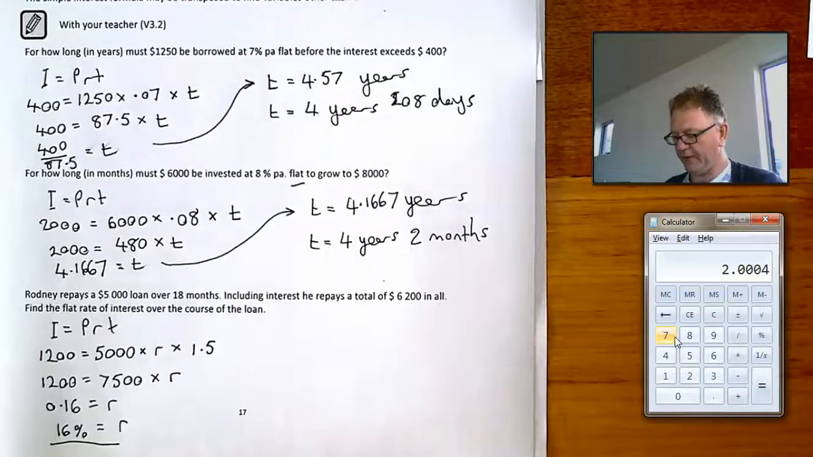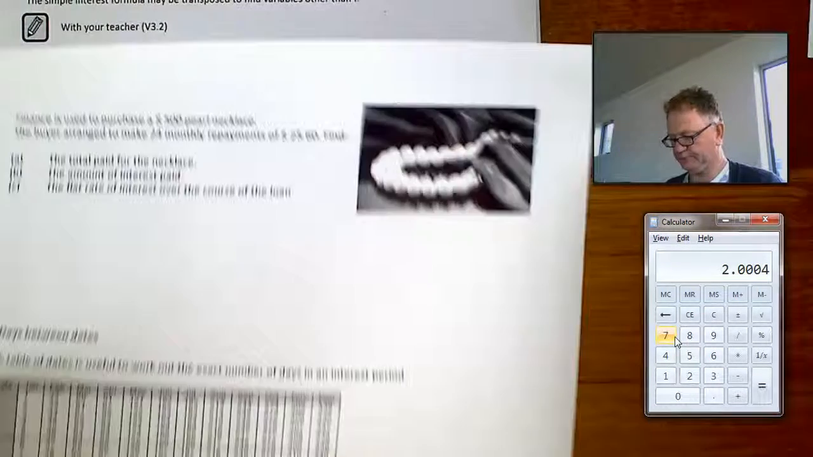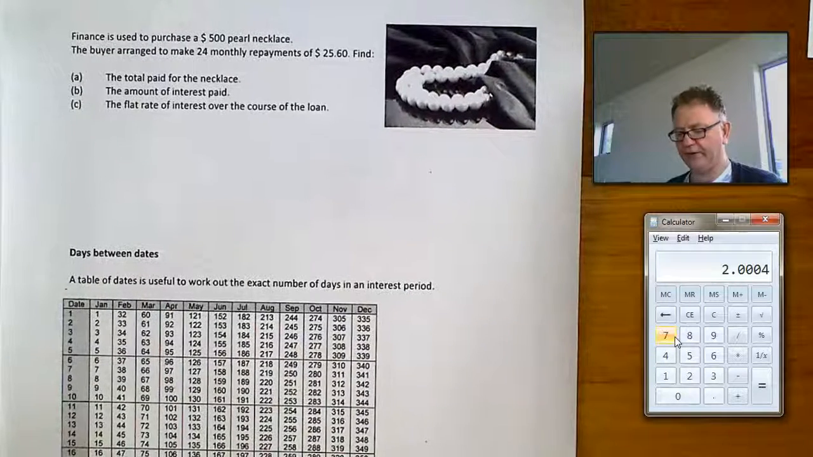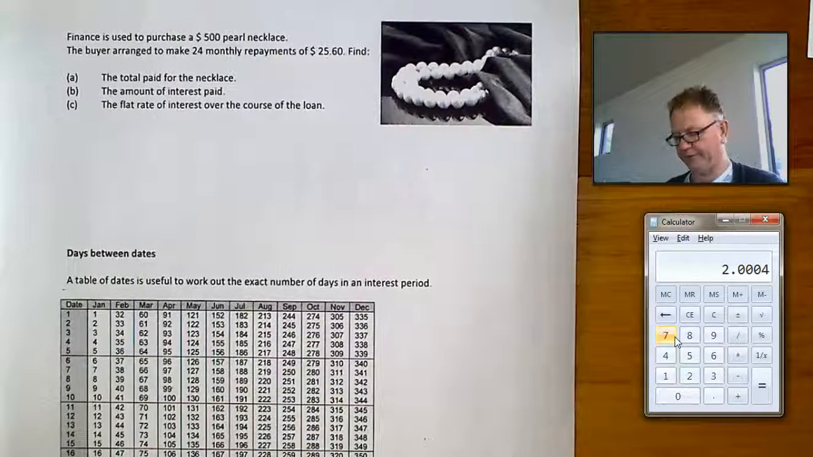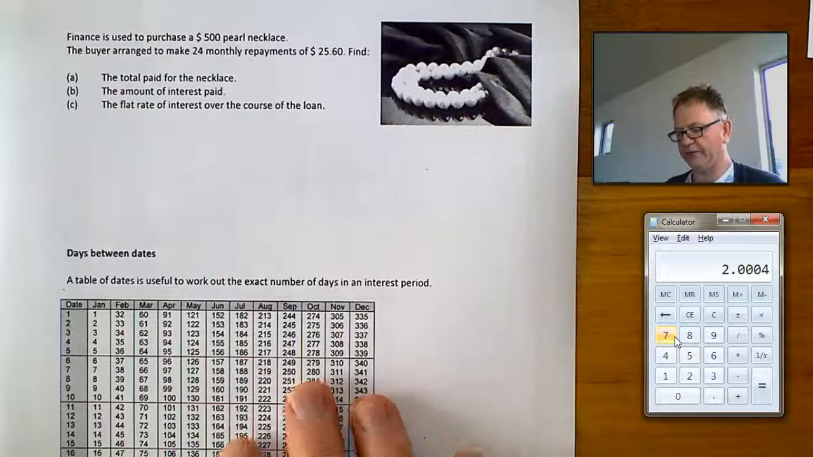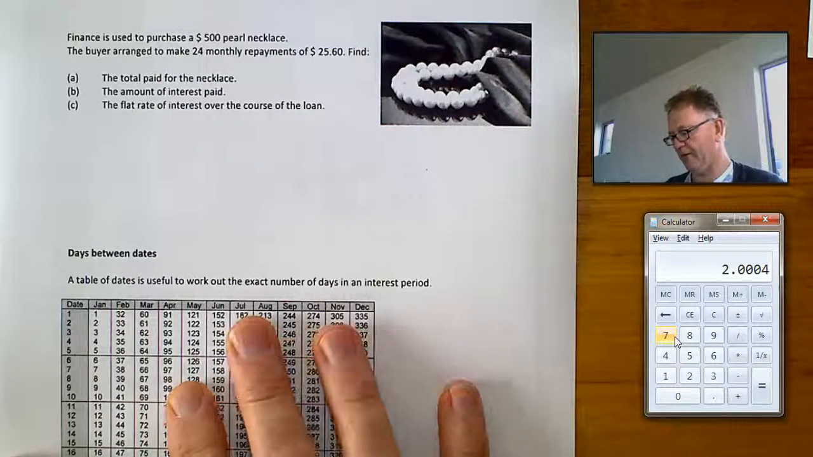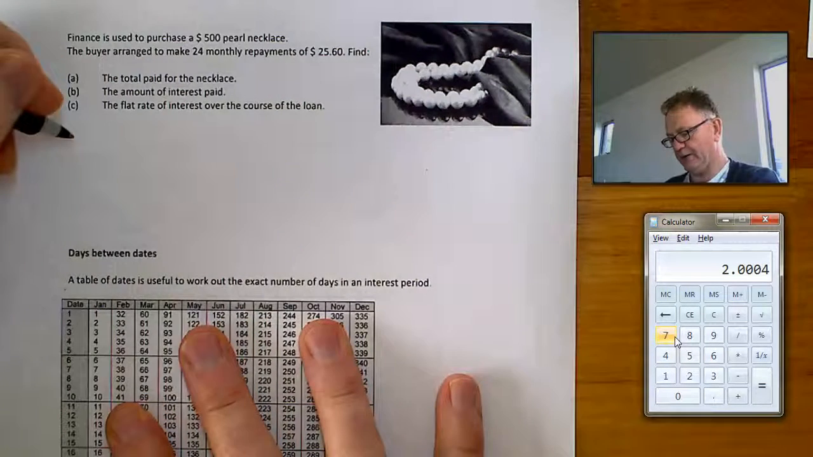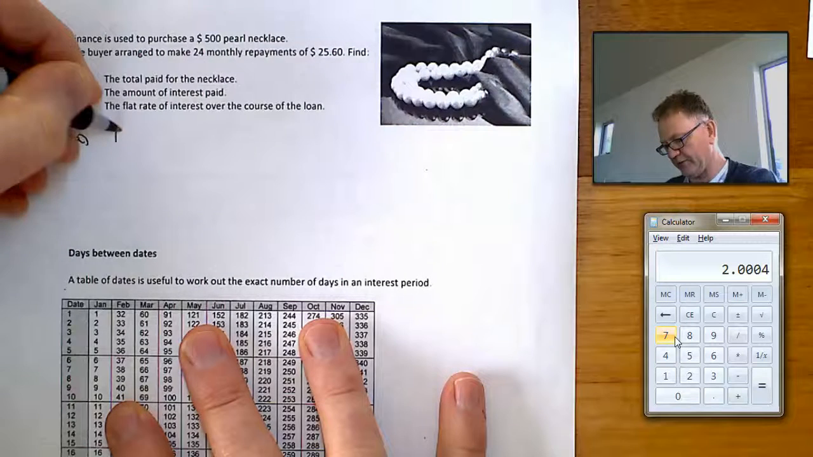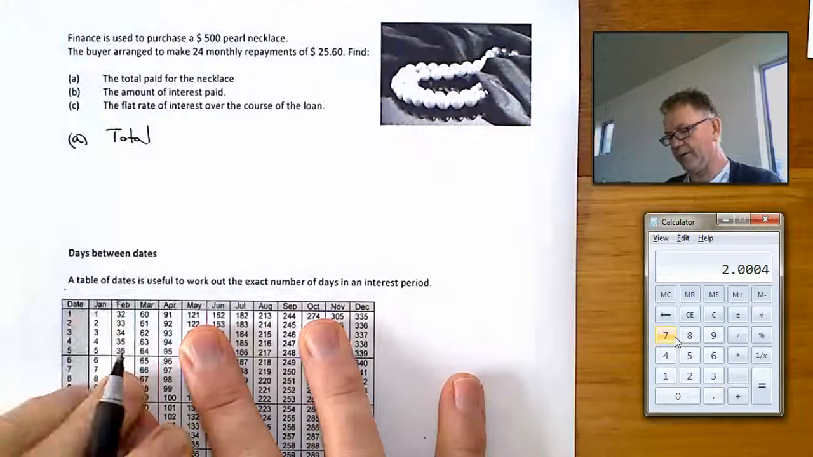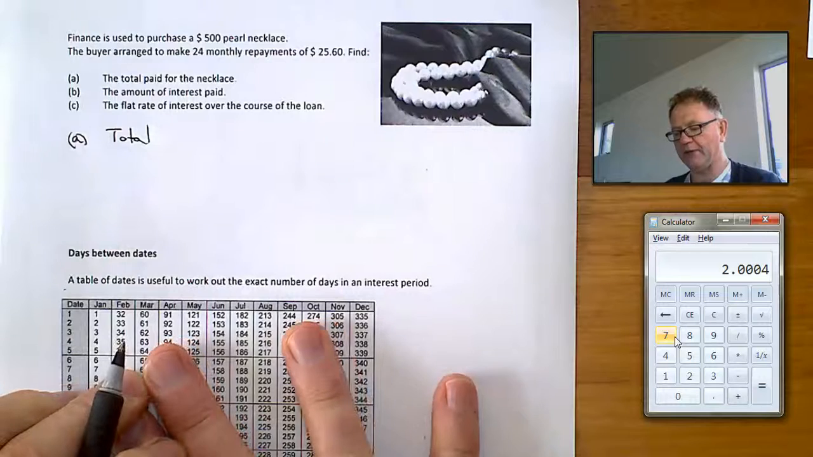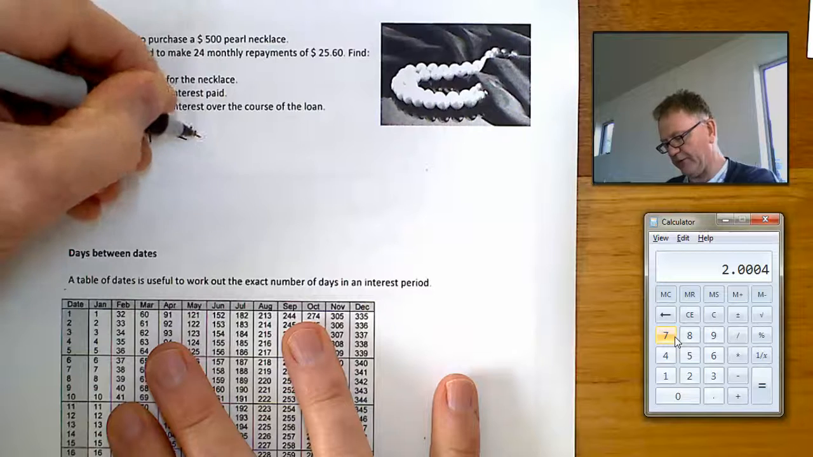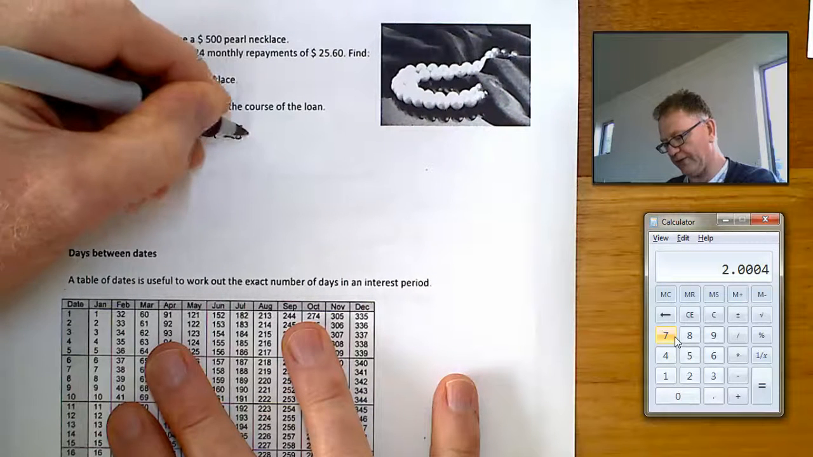One more question to do over the page. You'll see that finance is used to purchase a necklace. The buyer agrees to make 24 monthly repayments of $25.60. Find the total paid for the necklace. Well, part A is the total. They're making 24 payments of $25.60. So all we have to do is multiply 24 lots of $25.60.